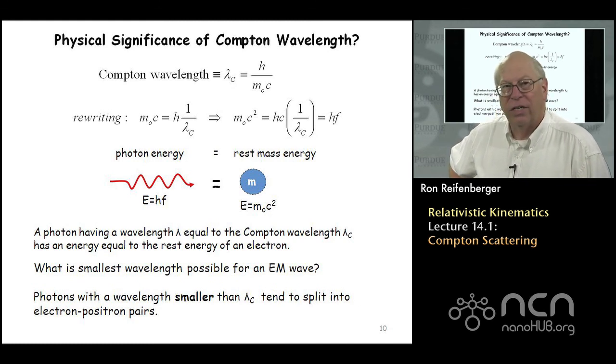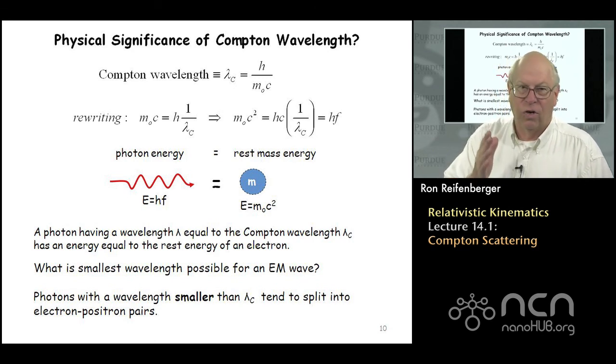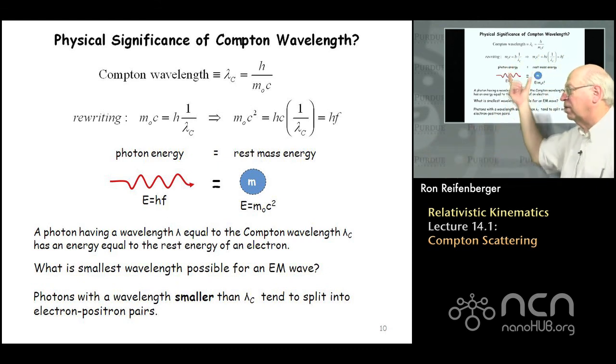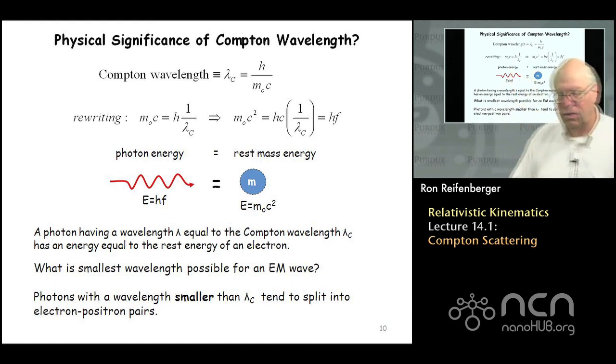This discussion is interesting because it allows you to ask the question, what is the smallest possible wavelength for an electromagnetic wave? That's, of course, a fundamental question of considerable interest, and the issue is, can you continue to make electromagnetic waves of shorter and shorter wavelengths? And the answer is, well, there's no hard answer to this question, right? But this discussion about the physical significance of the Compton wavelength gives you some insight.